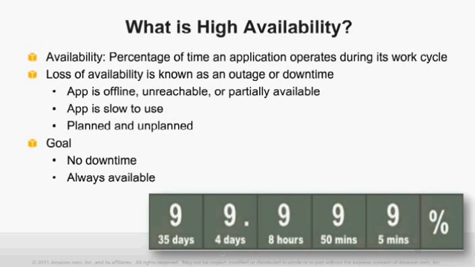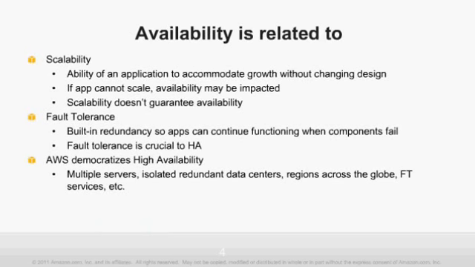So availability is related to a number of factors. Scalability is important to availability. Think about it this way. If you've got an application that doesn't scale and then your usage goes up, you're probably not going to be able to service users proficiently or with a good degree of success or performance. You might have unhappy users.